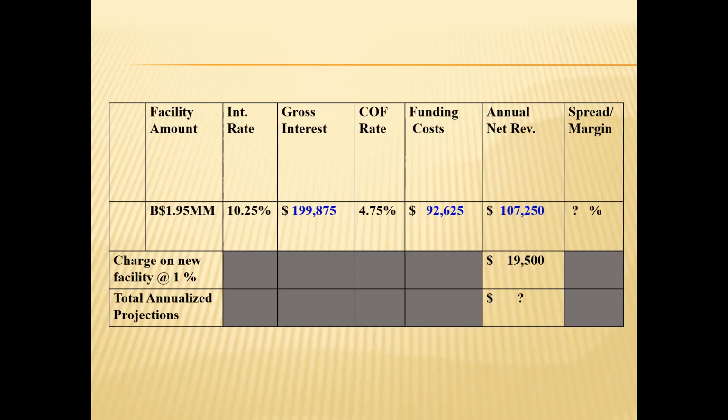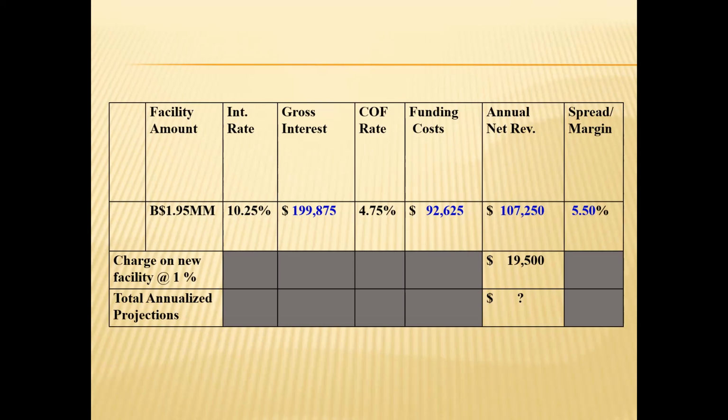And then our margin or spread is the difference between the cost of funds and the interest rate that you actually charge. So our cost of funds is 4.75. We subtract that from 10.25, and that gives us 5.5. And if you want to double check it, you add 5.5 plus 4.75 and it should give you 10.25. Thank you so much, sir.